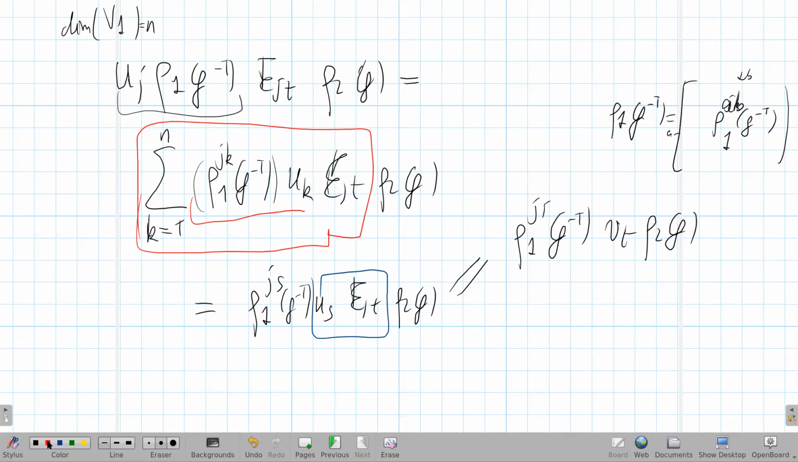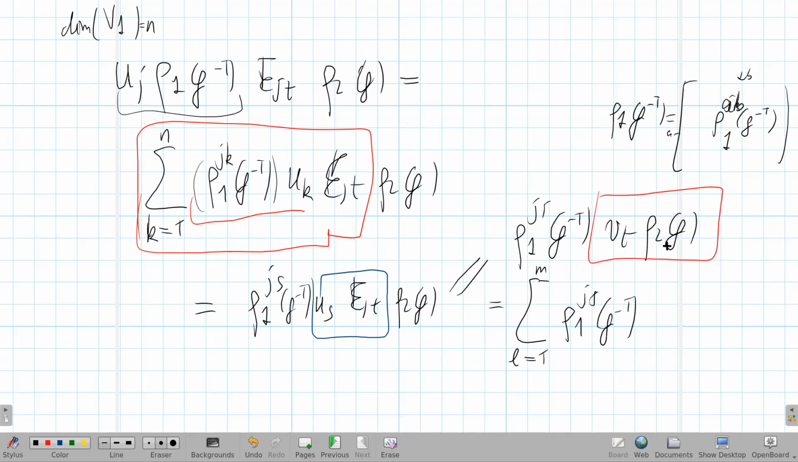But here it's the same thing again. I'm applying rho2 of G to VT, and this will be a sum for, let's say, L from 1 to M of what? Well, I have this.